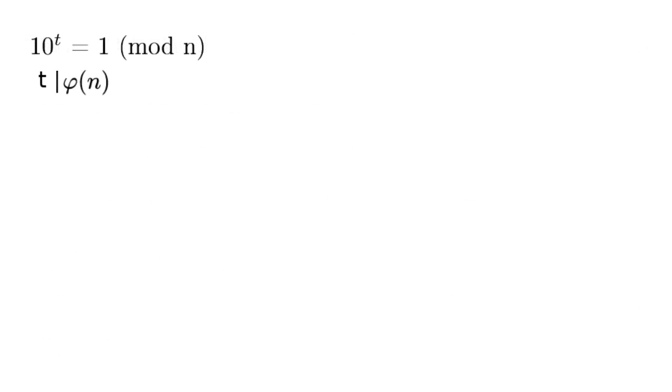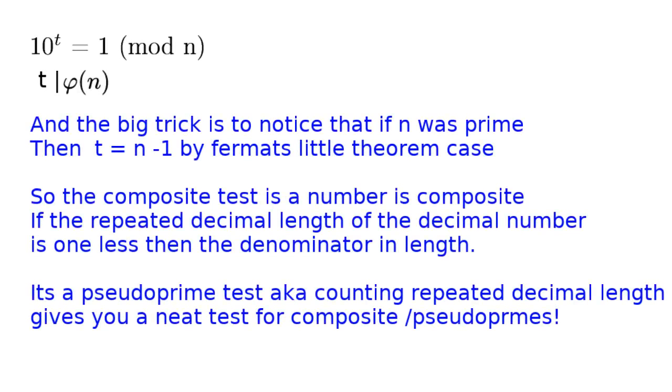Now, one fact from the Euler function is that t always has to at least divide your Euler function. That's one fact. But the big trick to notice is that if n was prime, then t would have to equal n minus 1 by Fermat's little theorem.